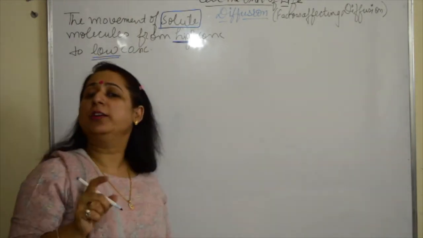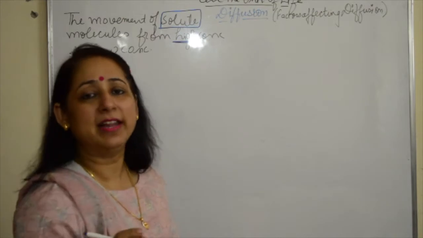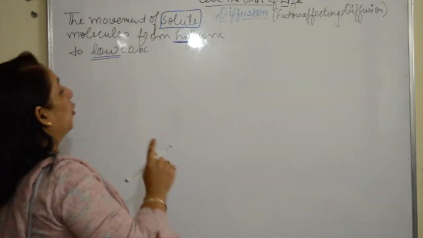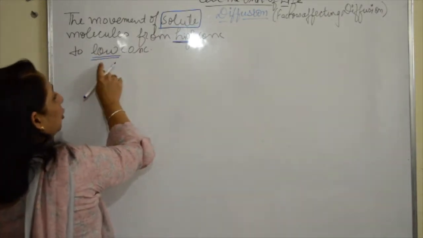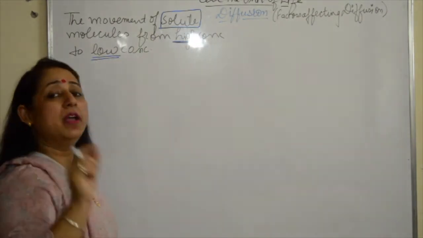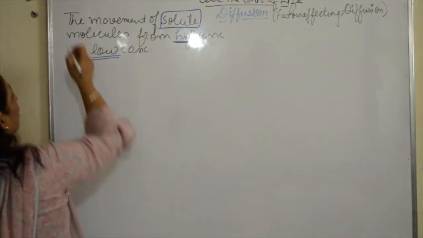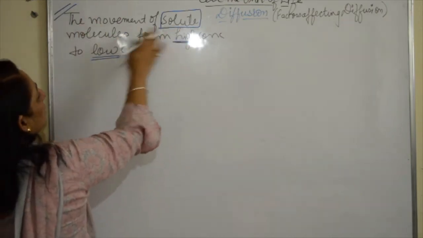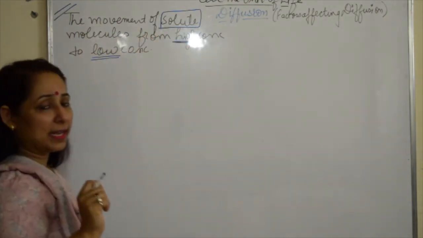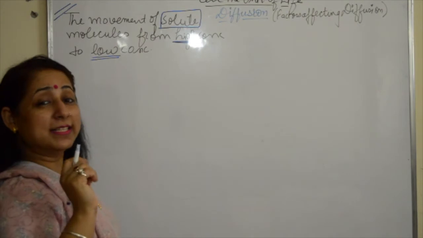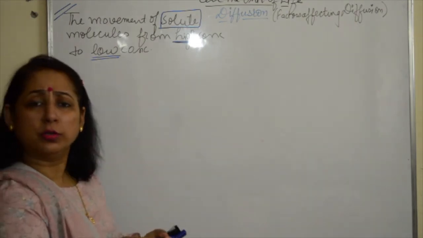If you have seen the video of active and passive transport, we very well know that passive transport always takes place from high to low, and diffusion is an example of passive transport. So this is the definition: movement of the solute molecules from the region of high concentration to low concentration. Now we'll discuss the types of solute. How many types of solute are there?